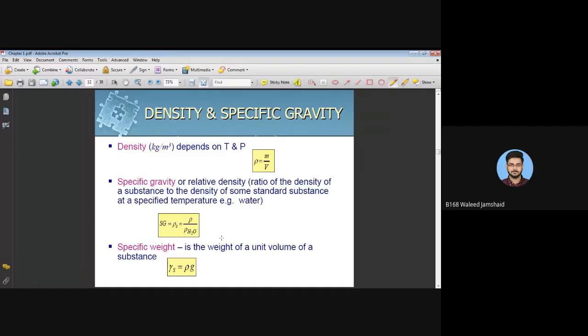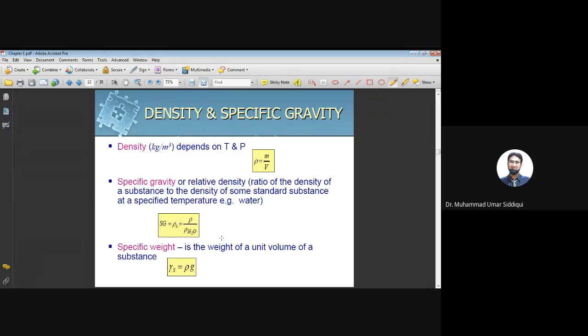Sir, there won't be any unit. And why do you think like that? Because it's a ratio, sir. Yeah. Perfect. It will have no unit. Why? Because it's a ratio of two densities. Density of anything divided by density of water, so it will be unitless.